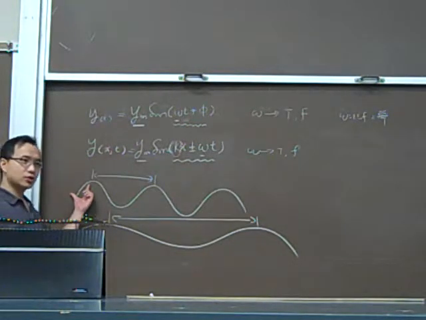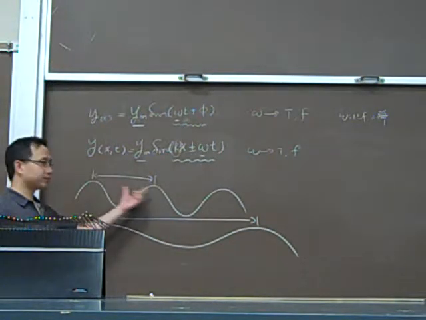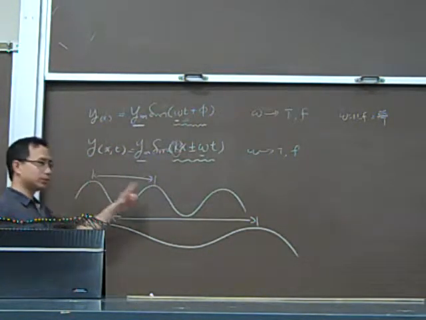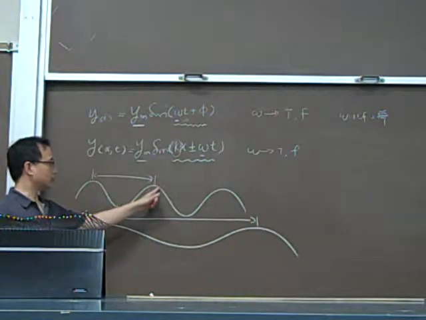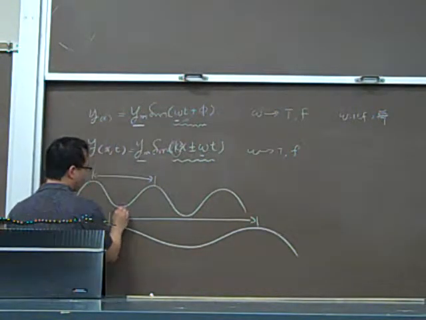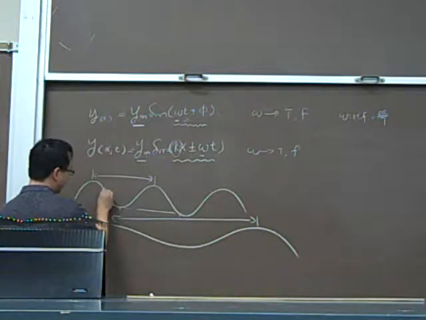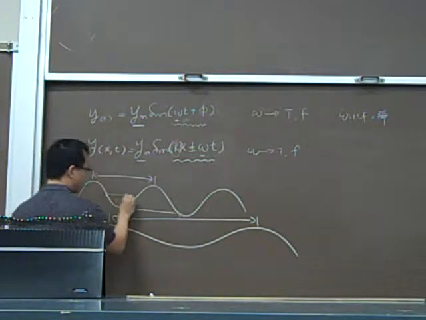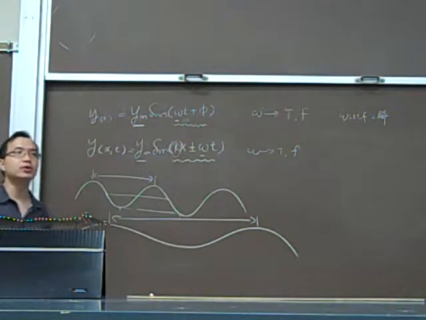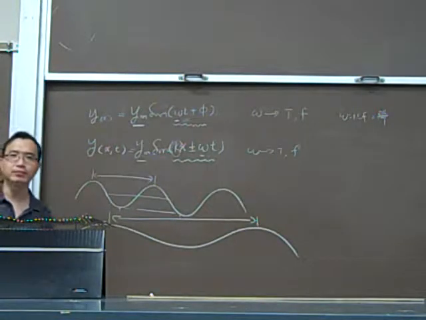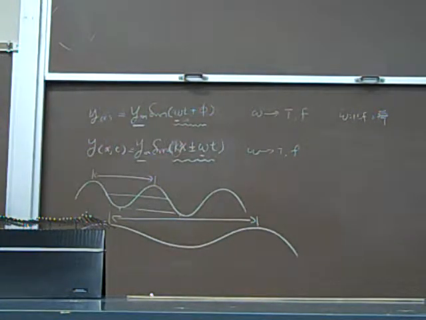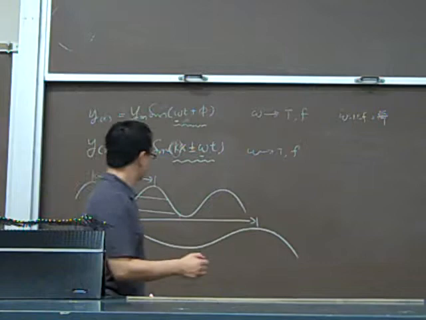So it measures the distance between one peak and another peak. Of course, you can also measure it from one valley to another valley, or one center point to another center point. Similar, they will give you the same wavelength. So this is called wavelength.